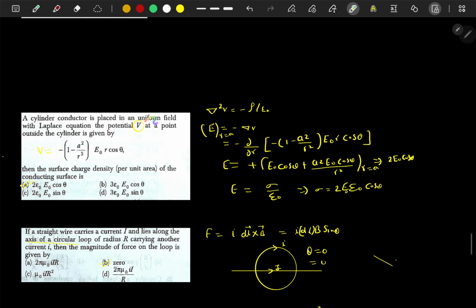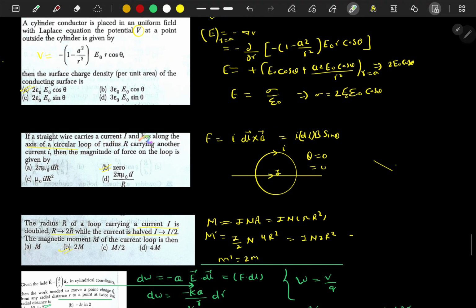A cylinder conductor placed in a uniform field. The potential V of the given cylinder is given by V equal to this. So when you solve Laplace equation, del squared V equal to minus rho upon epsilon naught, so E equal to minus del V. So just put here E equal to minus del V, minus del upon del r of V. So again solve it. We just have solved it earlier. Same question repeated.